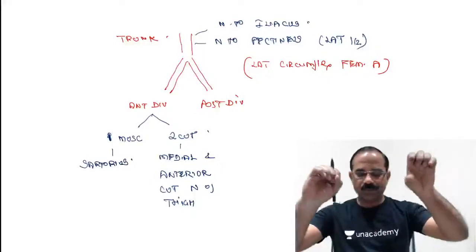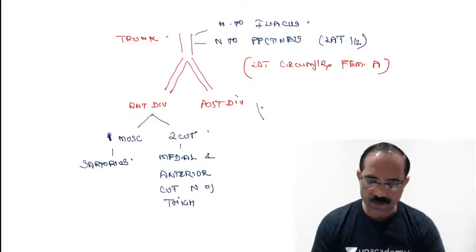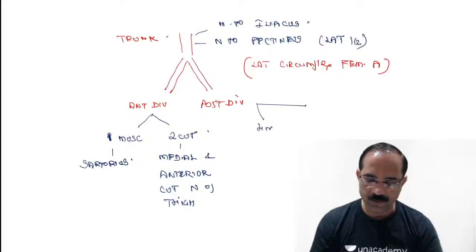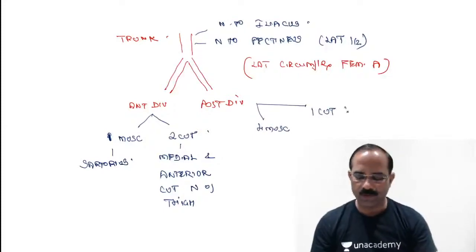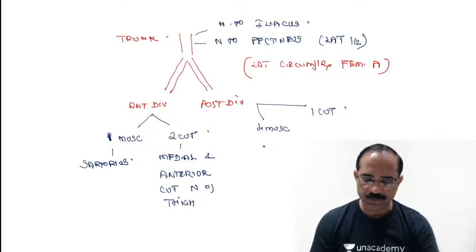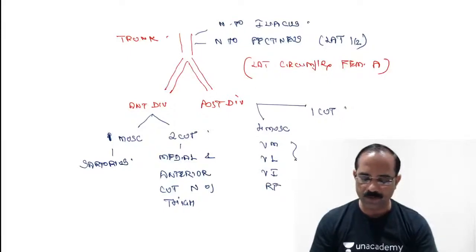Perfect, students, perfect. Now the posterior division gives two sets of branches. It gives four muscular and one cutaneous branch. Four muscular branches to vastus medialis, vastus lateralis, vastus intermedius and rectus femoris, together known as quadriceps femoris.